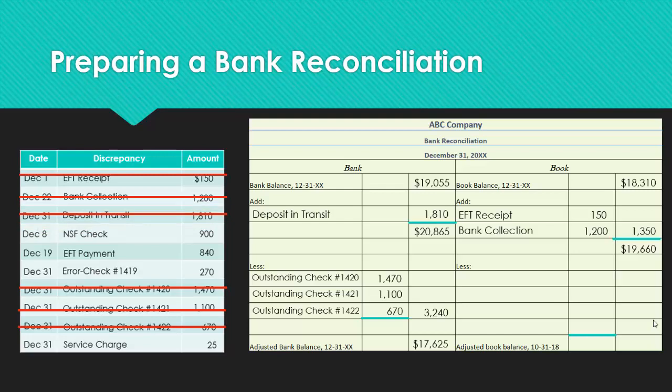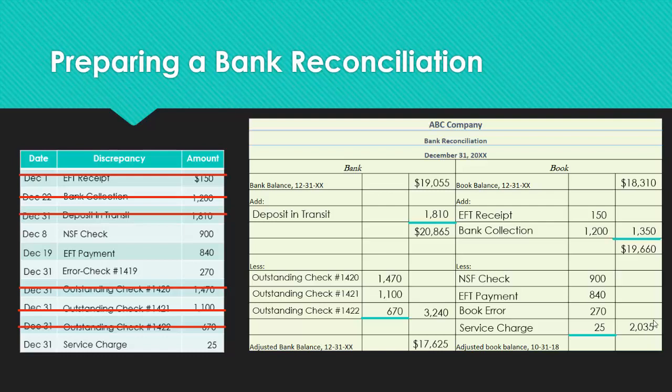We have an NSF check, we have an EFT payment, we have that book error that we made, and we have the service charge. Well, all these things are going to decrease the amount of cash that we have. So in the less section, let's fill them all in. On our books, after we account for the adds that we had and the total of $2,035 worth of subtractions from our cash account, our number should reconcile with our adjusted bank balance.